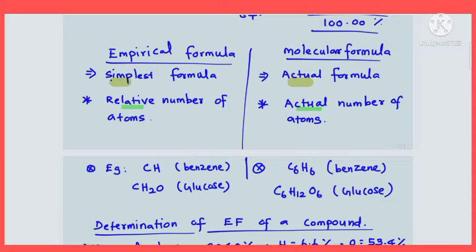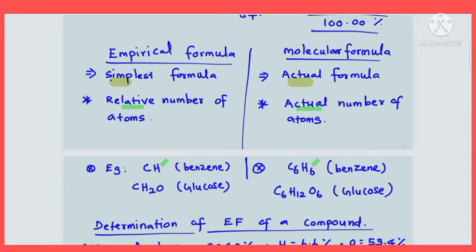But the molecular formula of benzene is C6H6. This is the exact formula of benzene, which means that in benzene there are 6 carbon and 6 hydrogen atoms. So it gives the actual number of atoms present in the compound, whereas the empirical formula gives only a relative number. The carbon to hydrogen ratio is 1:1. But the molecular formula exactly shows that benzene has 6 carbon atoms and 6 hydrogen atoms.